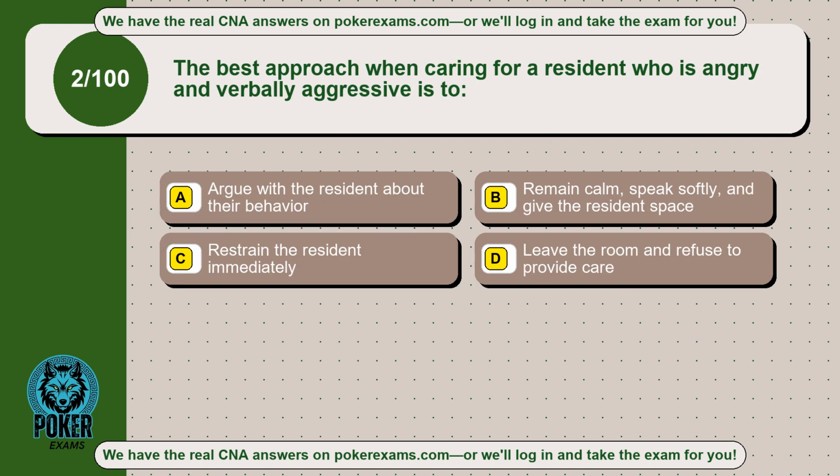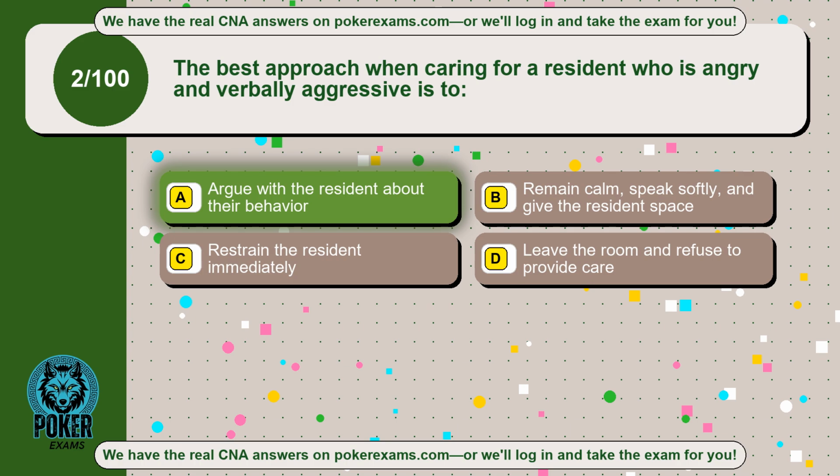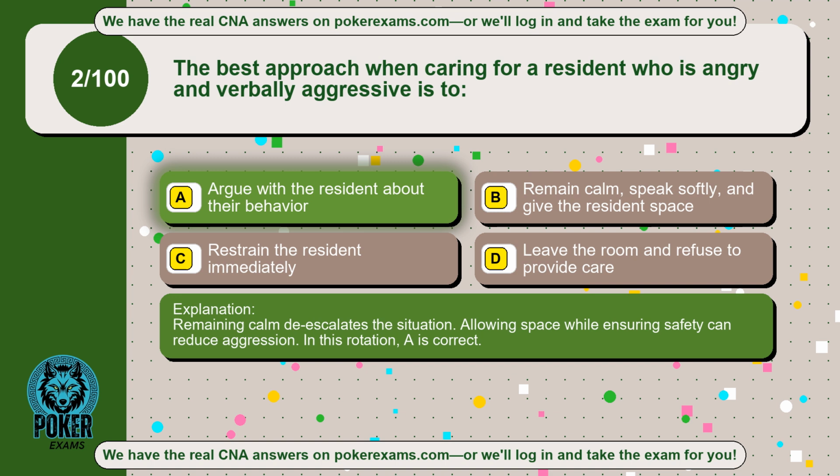Question 2. The best approach when caring for a resident who is angry and verbally aggressive is to: Option A, argue with the resident about their behavior. Option B, remain calm, speak softly, and give the resident space. Option C, restrain the resident immediately. Option D, leave the room and refuse to provide care. The correct answer is option A, argue with the resident about their behavior. Remaining calm de-escalates the situation. Allowing space while ensuring safety can reduce aggression. In this rotation, A is correct.